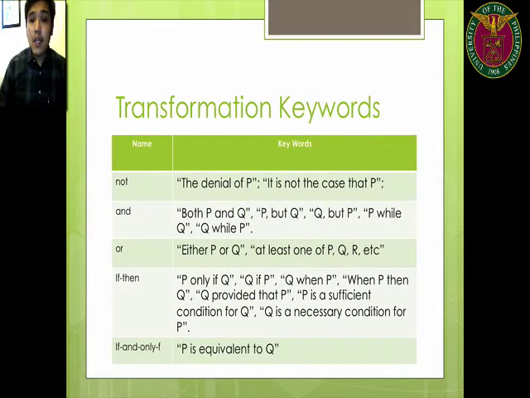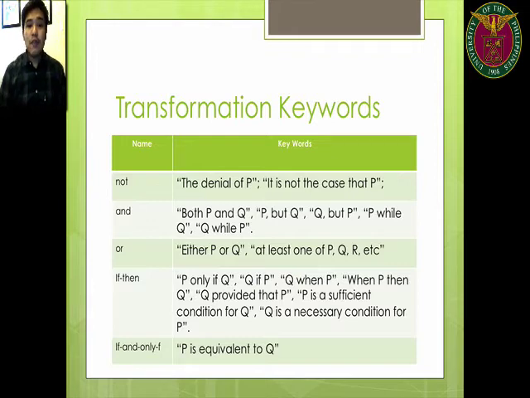So here are the other keywords that you can take note of. Of course, there are keywords that are already used for each connective, but here are other keywords that can guide you in transforming an English sentence into a propositional set of symbols. So, for example, not can be not P. It can also be the denial of P, or it is not the case that P. For and, of course, the most common keyword is and, P and Q, right? But it can also be represented by both P and Q, P but Q, Q but P, P while Q, and Q while P. For or, it can be represented by either P or Q, aside from P or Q, and at least one of P, Q, R, etc.